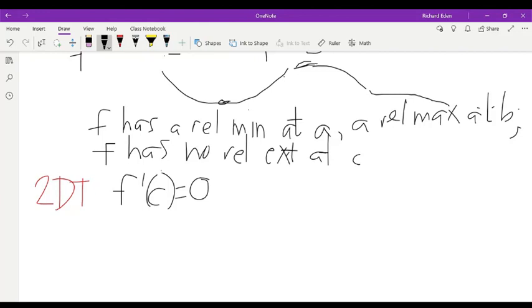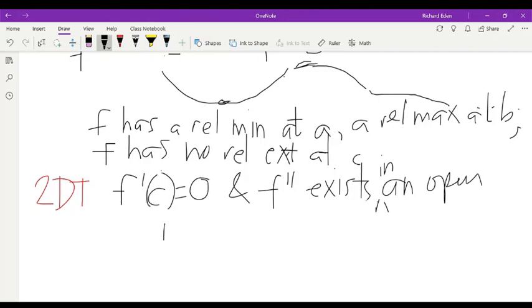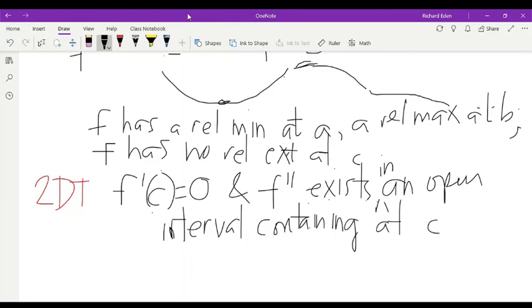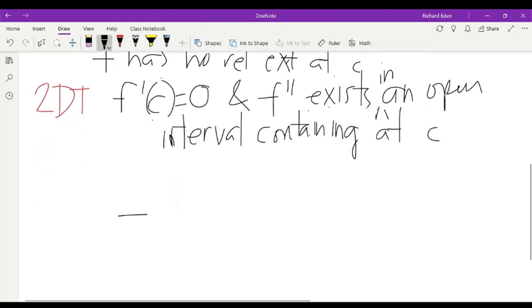So, okay, suppose f prime of c is equal to 0, and f double prime exists in an open interval containing c, which means that the second derivative can be evaluated not just at c, but in the immediate vicinity of the number c, on its left and on its right. All right, so now what? Two scenarios where we get a conclusion.